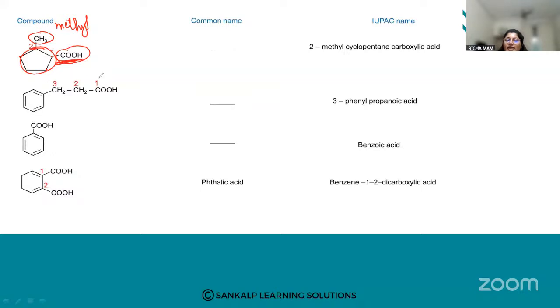Then again, here we should get the least number. So 1, 2, 3. It is 3-phenyl propanoic acid. Then this is benzoic acid. And this is benzene 1, 2 dicarboxylic acid, because there are two COOH groups, we call it dicarboxylic, and we have to mention the positions of both the carboxylic acids. So the 1 and 2 positions have to be mentioned.